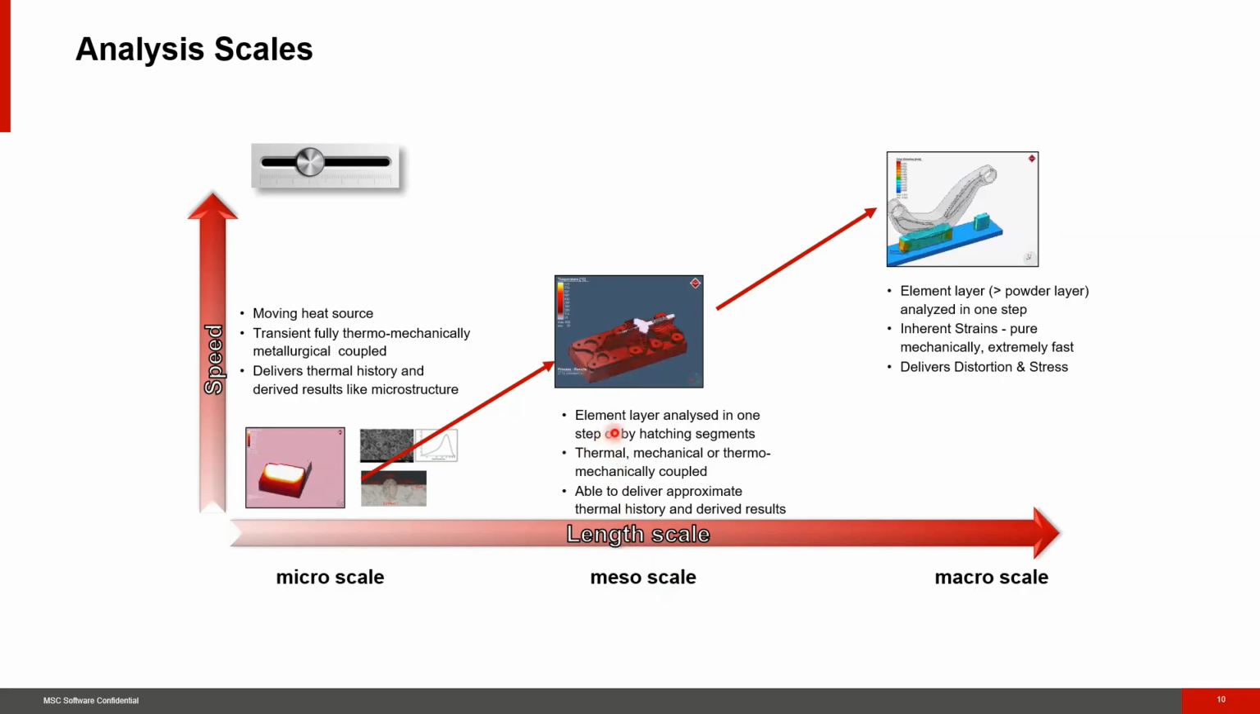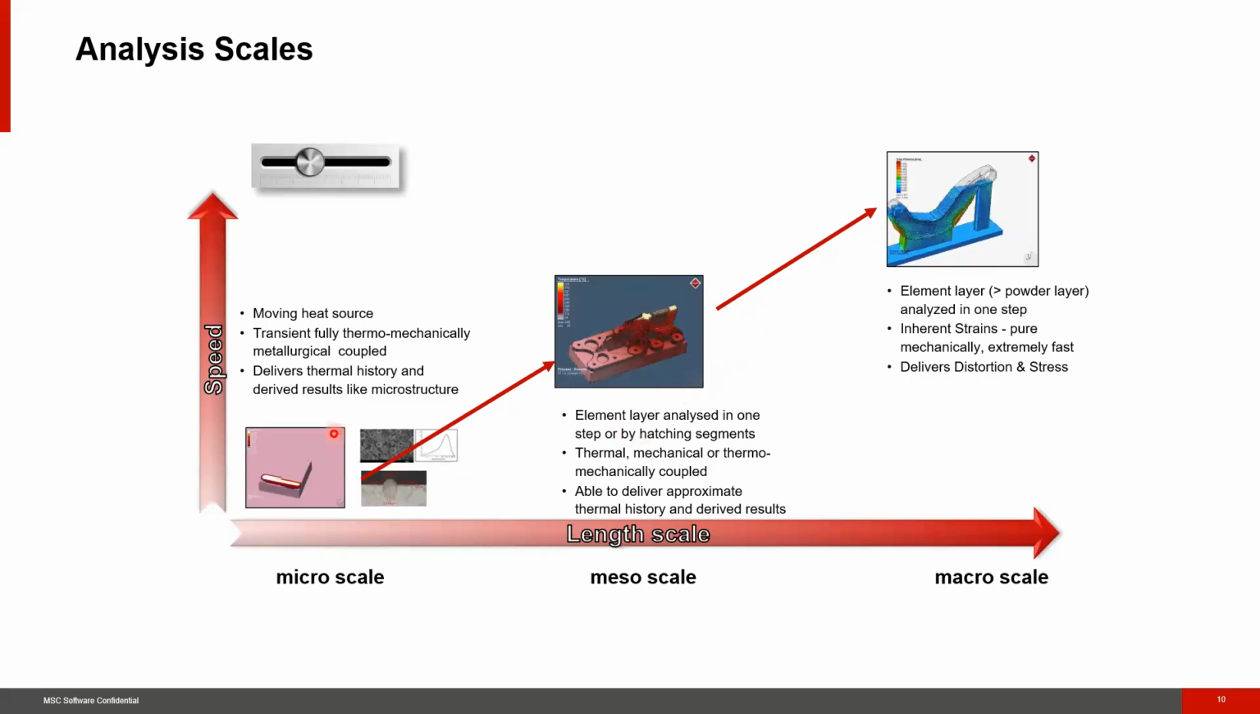Okay, so you can see element layer analyzed in one step by hatching segments, thermal, mechanical, or thermomechanically coupled. So you can use the thermal method, mechanical method, or thermomechanically coupled method to perform this kind of analysis, able to deliver approximate thermal history and derived result. Okay. So normally we do these two methods in the Simufact Additive method.